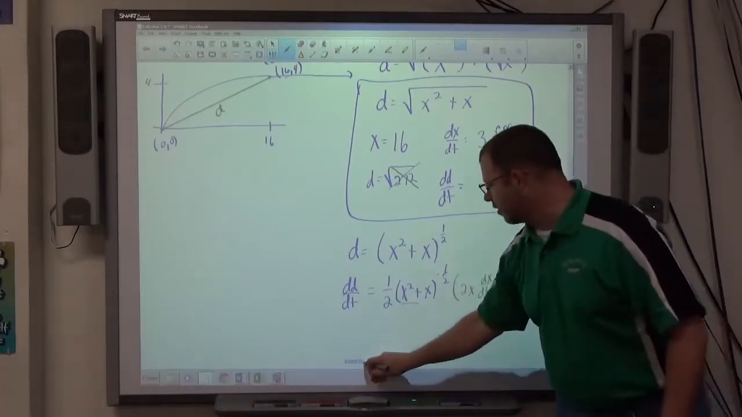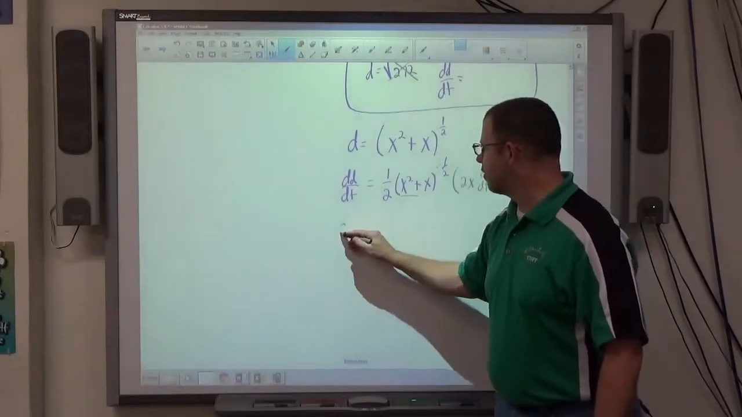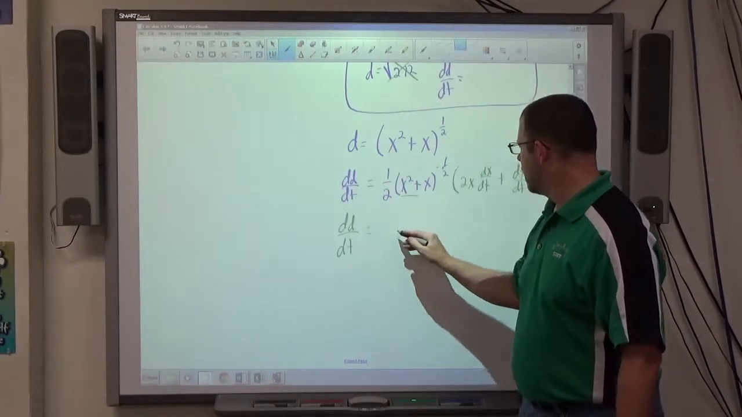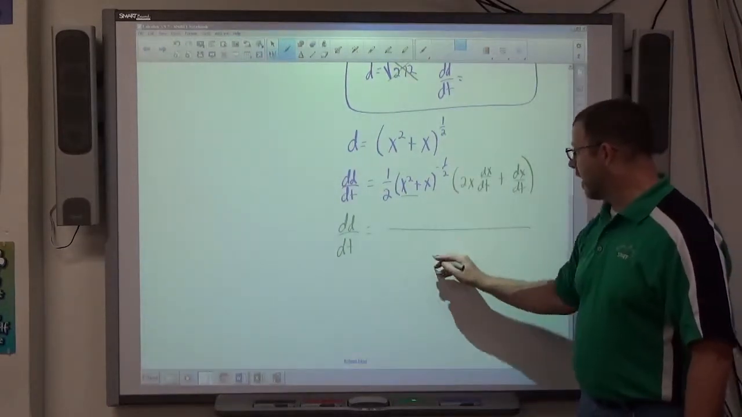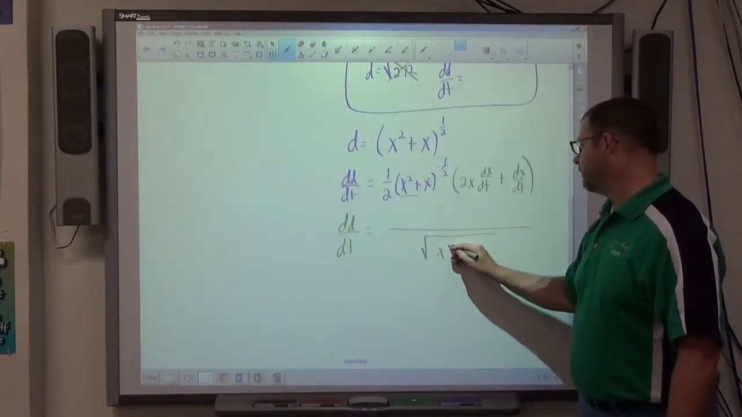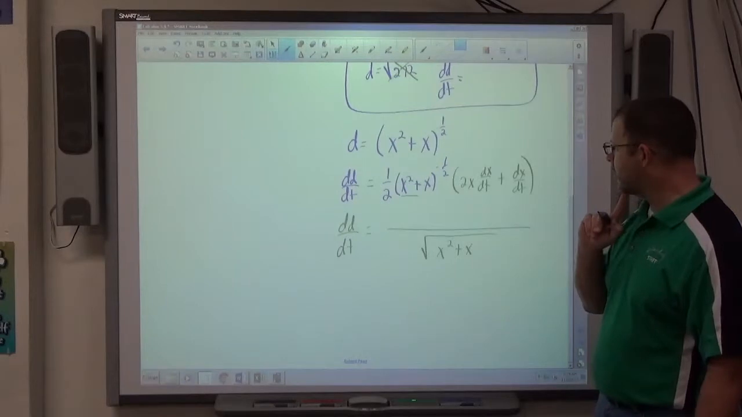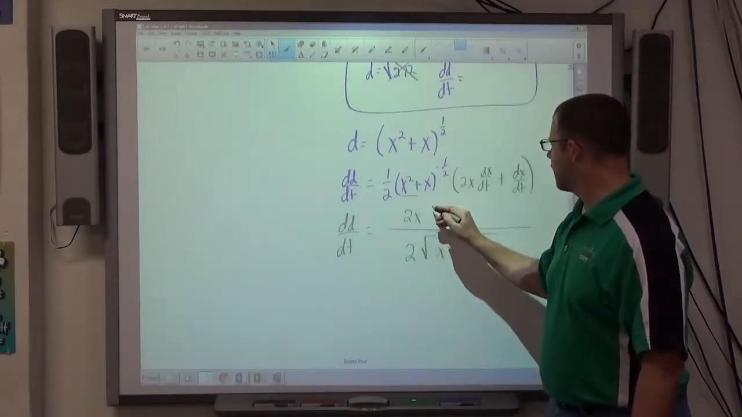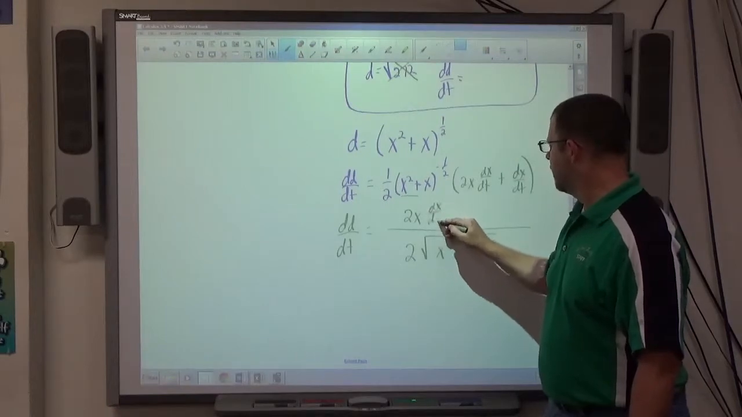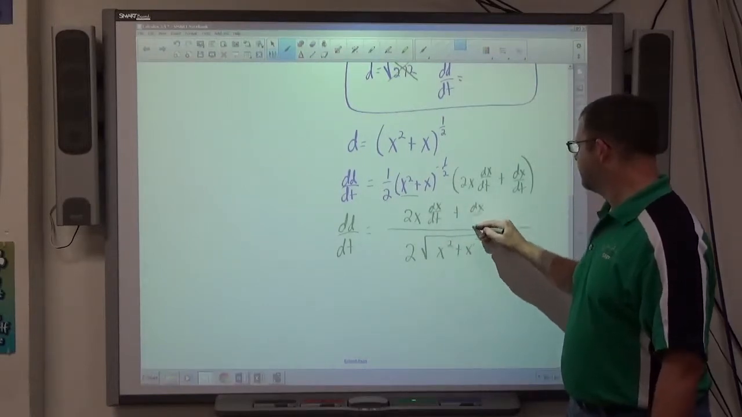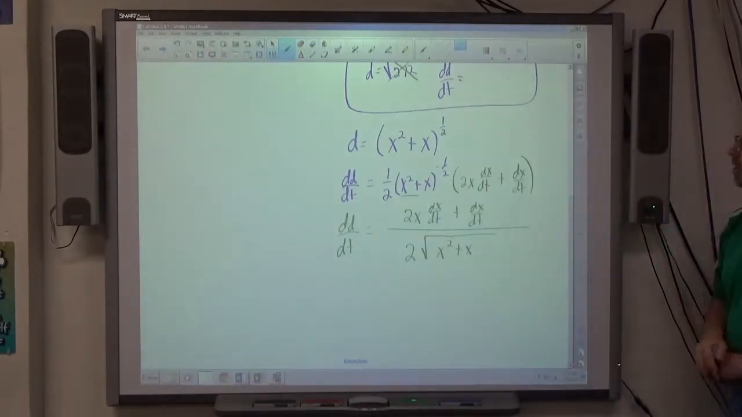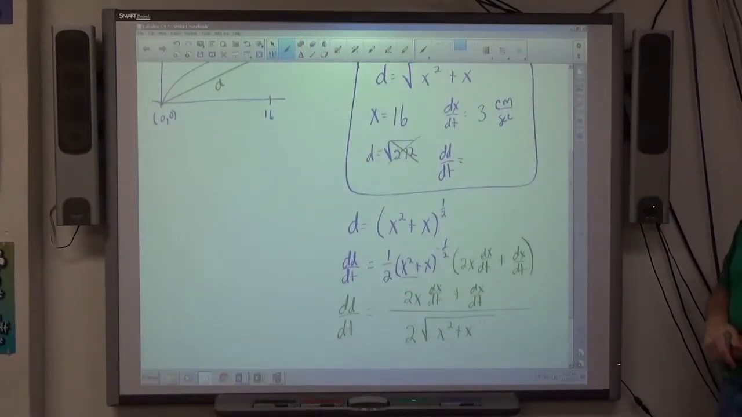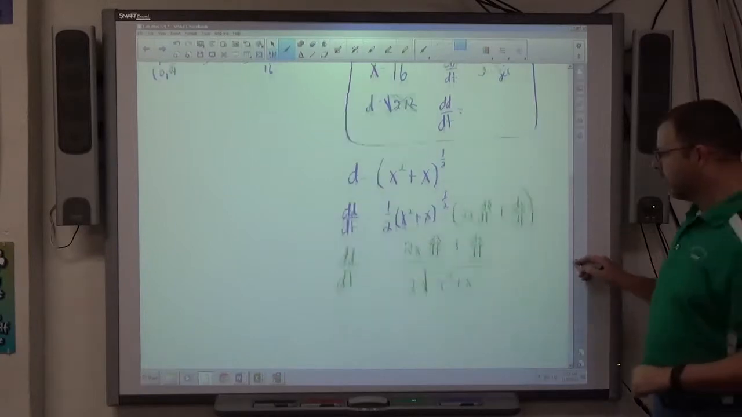I would probably make this a little prettier before I started substituting numbers in. So dd over dt equals, let's see what we can do to make this prettier. The square root of x squared plus x goes in the bottom, right? Negative half power. The 2 goes in the bottom with it. And on the top I've got 2x dx over dt plus dx over dt. That's about as pretty as I can make it. And then I just want to put 16 in for all the x's. I'm going to put 3 in for all the dx over dt's.